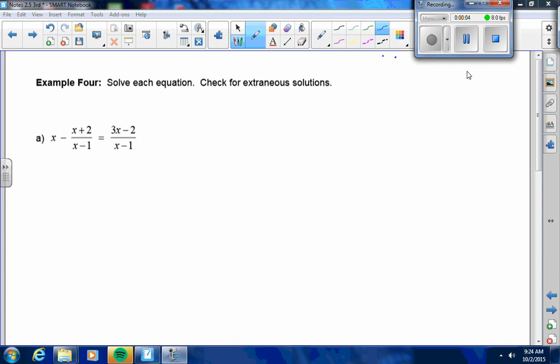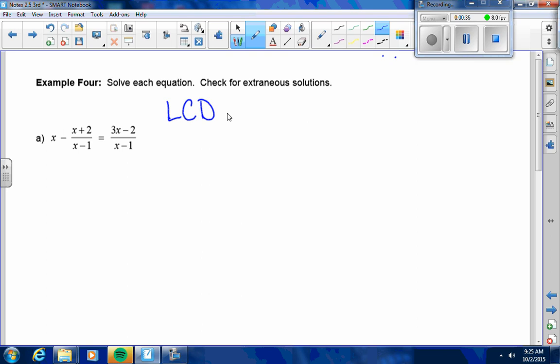Left off with the last two examples where we're solving the equations. Okay, equations involving rational functions. The first equation that we're going to solve: x minus (x plus 2) over (x minus 1) equals (3x minus 2) over (x minus 1). The very first step in solving one of these rational equations is you have to find your least common denominator.